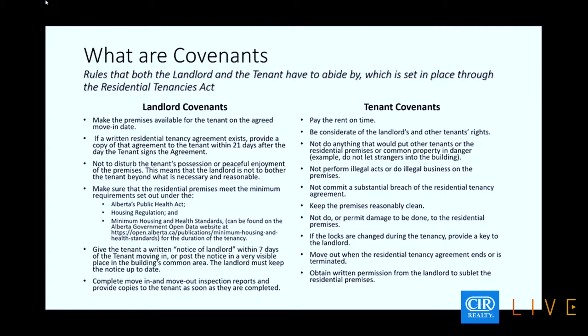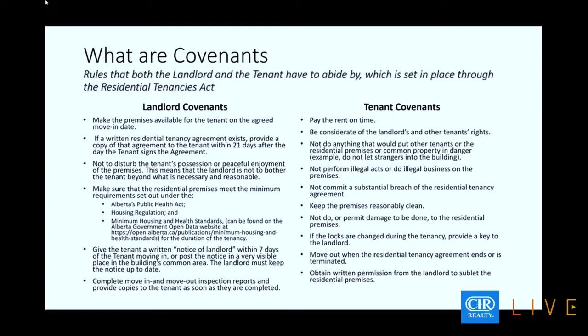Now, on the landlord side, it has a lot to do with the documents and the security deposits. So obviously, make the premises available for the tenant on the agreed move-in date. So if you say you can have it for April 1st, you can't take that back. You also have to make sure that the residential premises meets the minimum housing standards. So you can't have it infested or have cockroaches running everywhere. So it needs to meet the minimum requirements under the Alberta Public Health Act, housing regulations, and health standards.